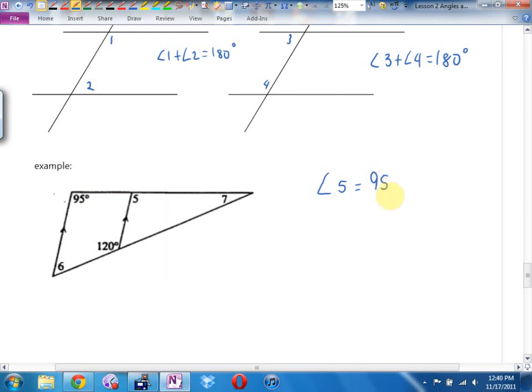What angle am I going to find next? I'm either going to use the 95, the 120, or the 5. What letter is that sideways and backwards? C. These are the co-interior angles, the interior angles on the same side of the transversal. These two add to 180. So how big is angle 6?